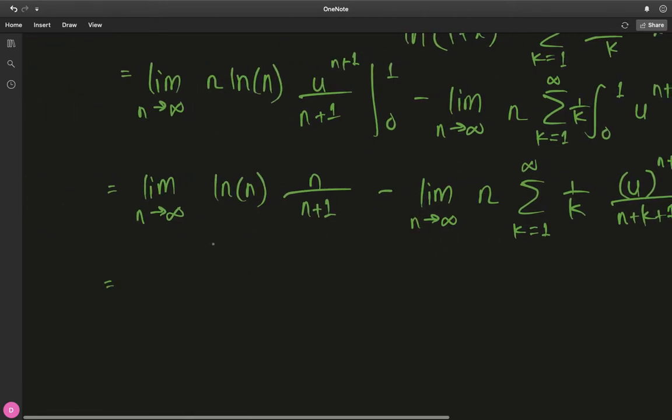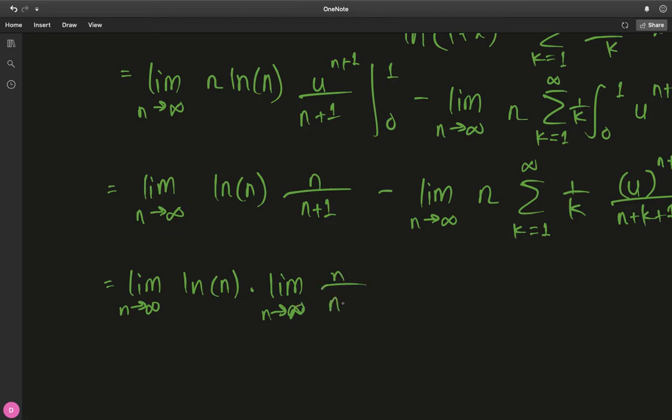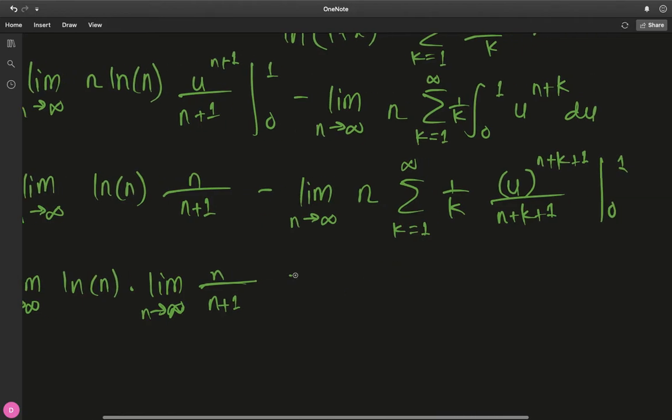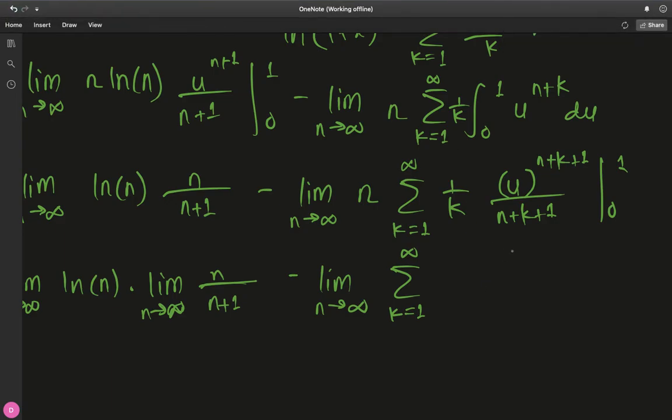Now using the product properties of limits, we can split this up into two limits. So limit as n goes to infinity of natural log of n times limit as n goes to infinity of n over n plus 1, minus, calculating this is easy, so limit as n goes to infinity of sum from k equals 1 to infinity of, we have basically n in the numerator divided by k times n plus k plus 1, because times 1 basically, because of this we just don't write that now.